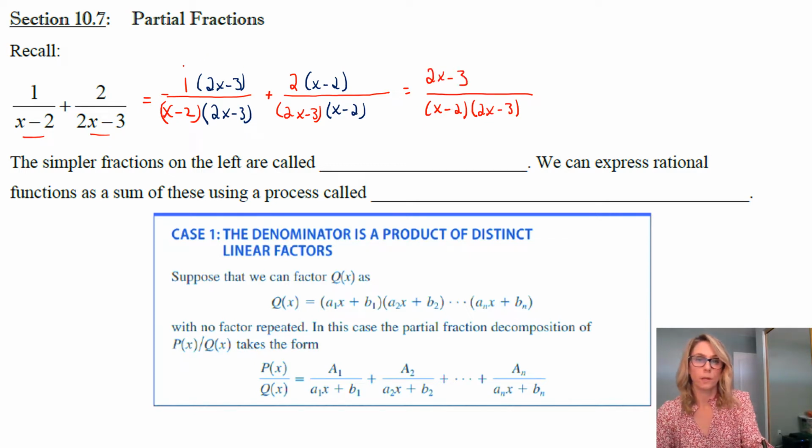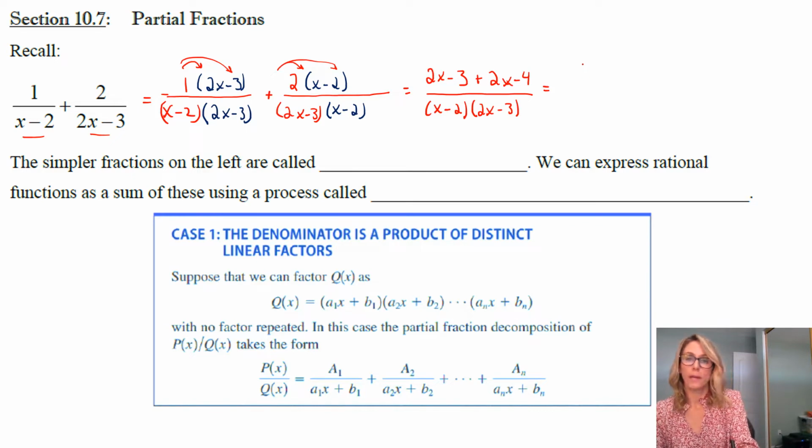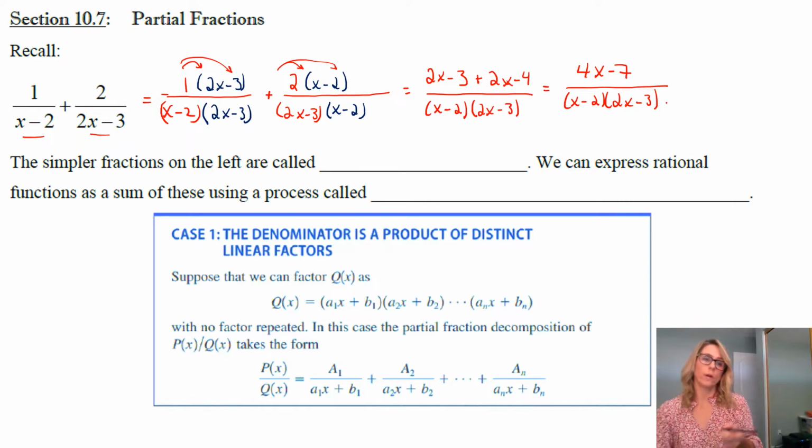So now I'm just distributing. And then I'm going to do that here as well. So 2x minus 4. And just combining what we have there, I have 4x minus 7 over x minus 2 times 2x minus 3. So that's the combination of those two fractions that we have.